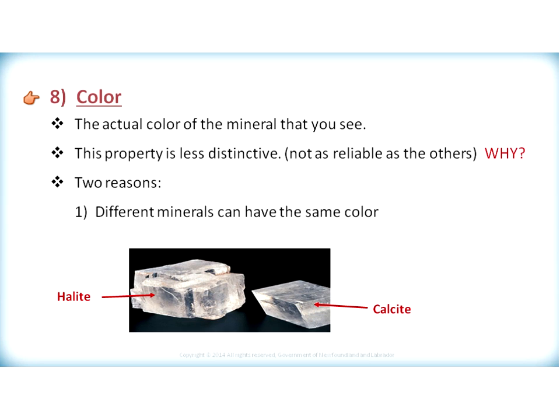Another mineral property that could be used is color. Color is the actual color of the mineral that you see. This property, on the other hand, is less distinctive. It is not as reliable as others. And there are two main reasons why color is not a very reliable property. One reason is different minerals can have the same color.